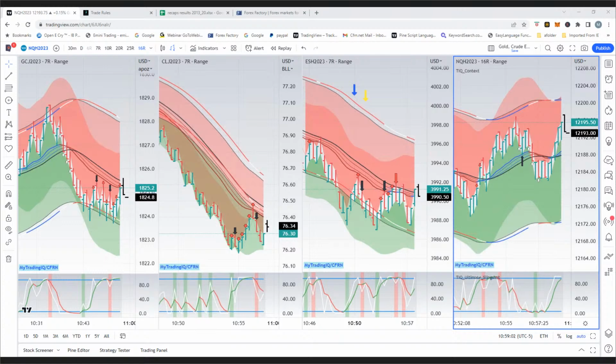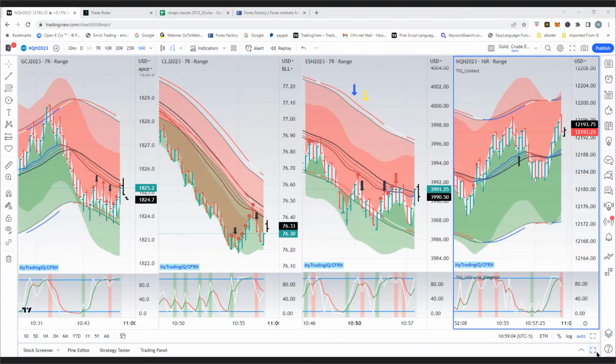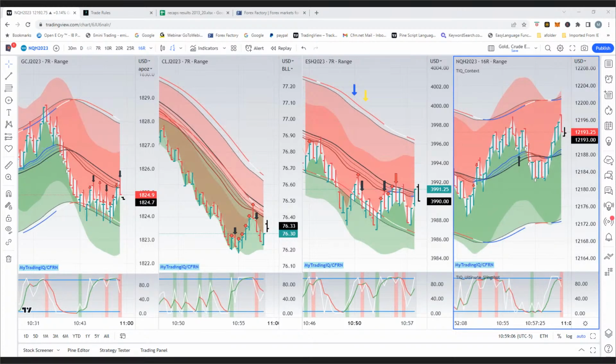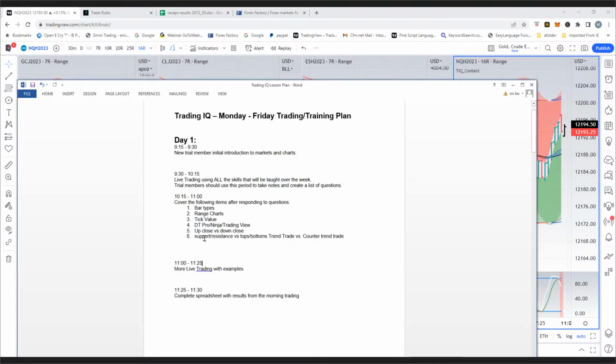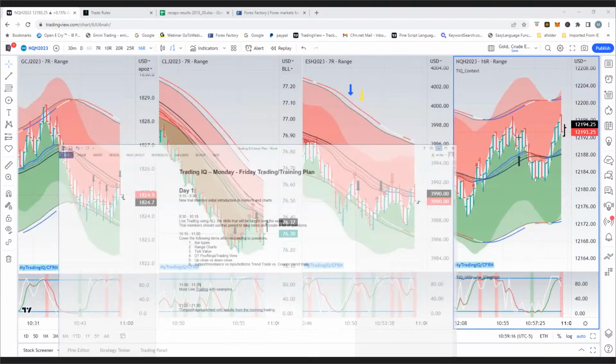Yeah, back to the lesson plan. Okay, I'm anxious to get back into the trading here because it's 11 o'clock and that's when I start trading again. Tick value, up closers. Oh, this is one thing I should show. Support and resistance, tops and bottoms, all that kind of stuff.